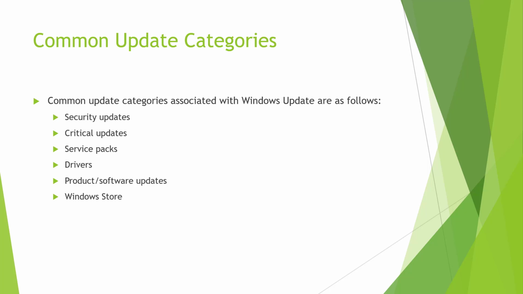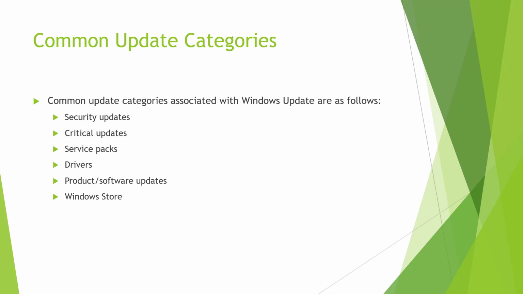So normally there are 7 main categories of Windows 10 updates. Things like security updates, critical updates, service packs, drivers, product software updates, Windows Store updates, and feature updates. Features isn't really listed here, but that's normally classified as the 7th one.